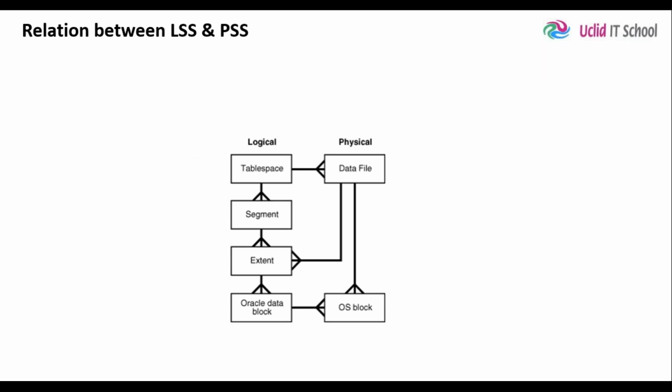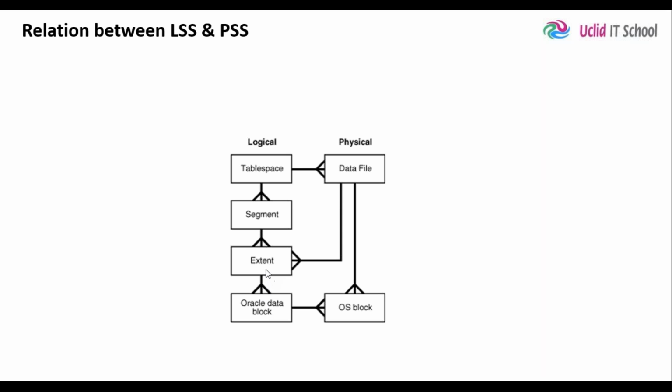Now this slide shows you the relation between logical storage structures and physical storage structures using a crow-foot diagram. Here the physical storage structures are nothing but your files, primarily the data files. And the logical storage structures, you can see at the lowest level you have the Oracle block. Next to block you have extent. So you see this relationship. It is a one-to-many relation between extent and data block.